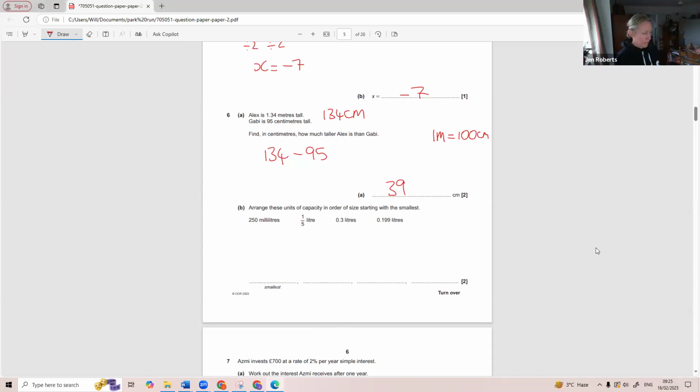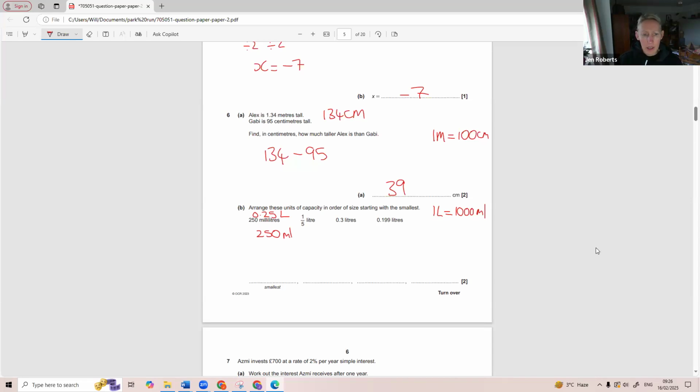Okay, next one. Order these from smallest to largest. We need consistent units first. We could either convert them all to millilitres or all to litres. I will do both. 1 litre is 1,000 millilitres. You need to know that conversion. So divide this by 1,000, you get 0.25 litres. I just want to put them all in millilitres too.